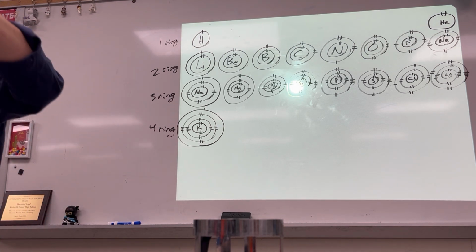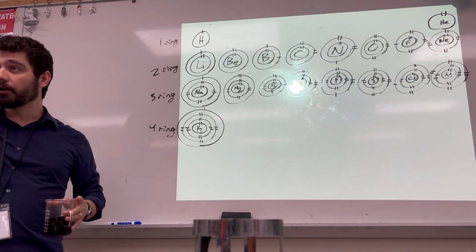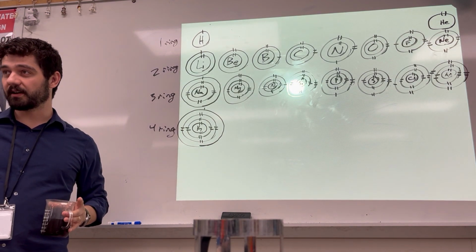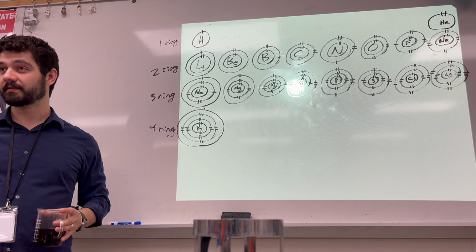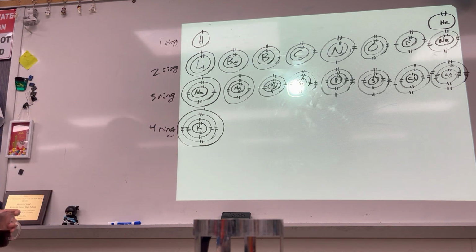What we've noticed about our periodic table: the row that an element is on represents how many energy levels it has with its electrons. That's pretty cool.